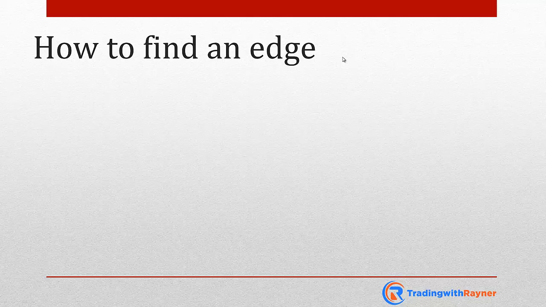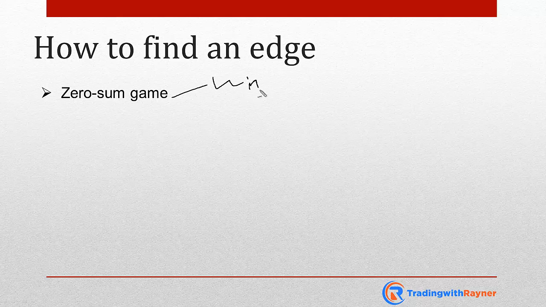Okay, so to find an edge in the markets, you must first understand that trading is a zero-sum game. So what exactly is a zero-sum game? I think most of you probably know by now that for every winner, you need to have a loser, because the loser will compensate the winner. So this is what it means by trading is a zero-sum game. For every winner, there has to be a loser. In fact, trading is actually a negative sum game when you take into account transaction cost and the spread. But let's assume that in a world without transaction cost, it's actually a zero-sum game.